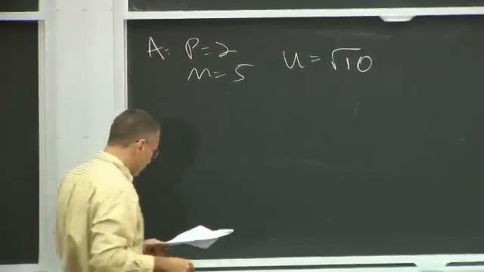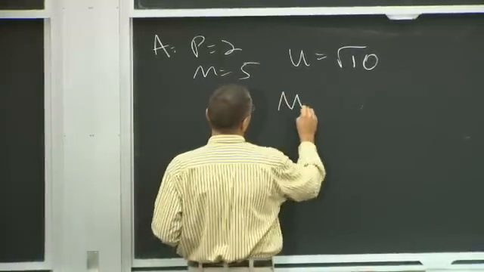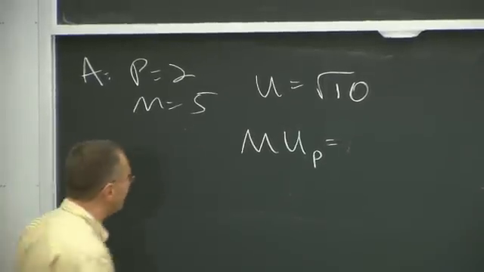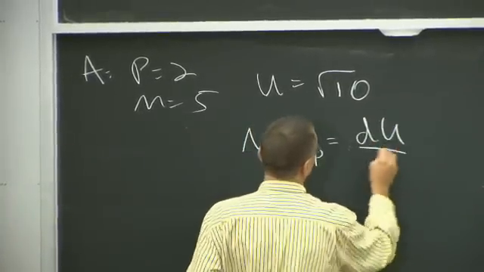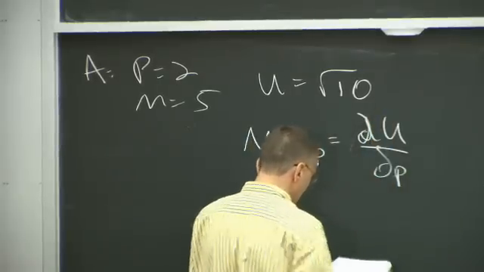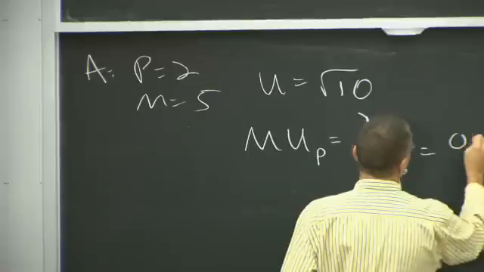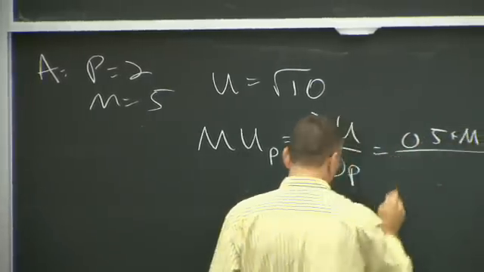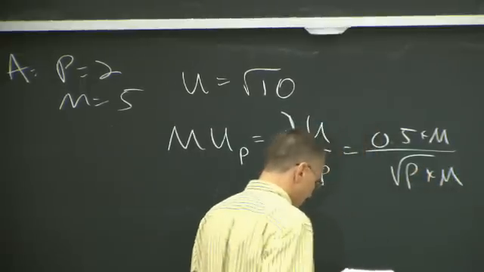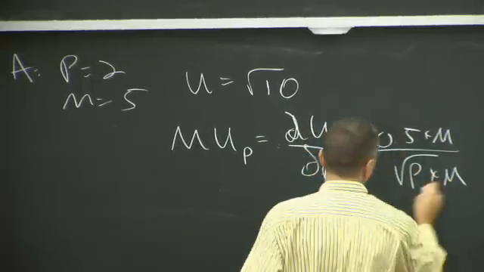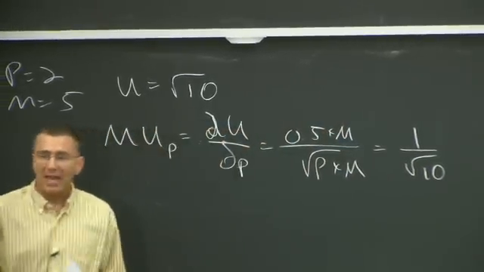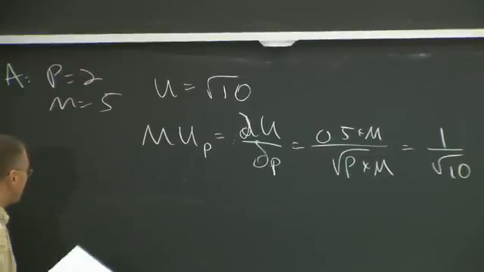Now, in particular, your marginal utility for pizzas at that point, what's the marginal utility for pizzas? Well, we can differentiate. That's the derivative of the utility function with respect to pizzas, du dp, which is going to be 0.5 times movies over the square root of p times m, which at these values is going to be 1 over the square root of 10. Okay? That's your marginal utility of pizzas.